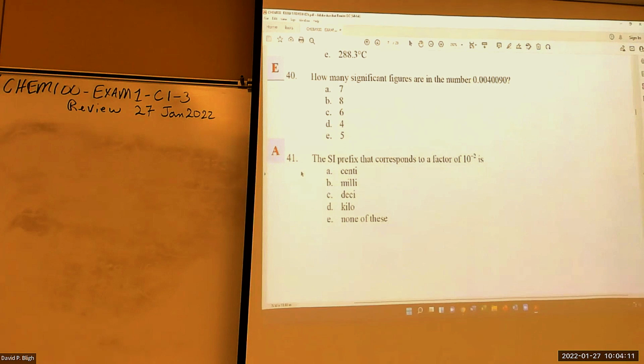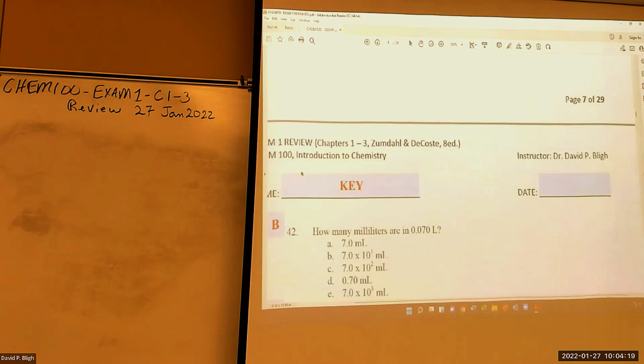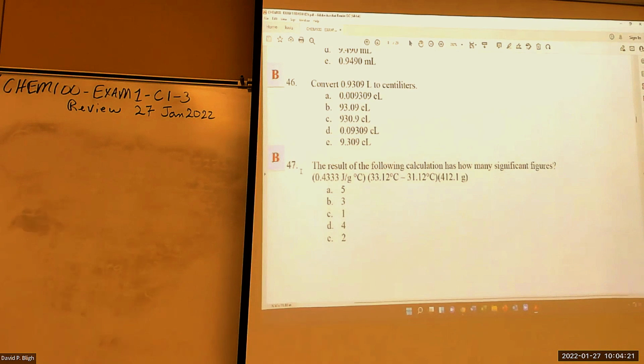All right, that was 41. Let's see, 47. Page down to 47. Yep, there it is.